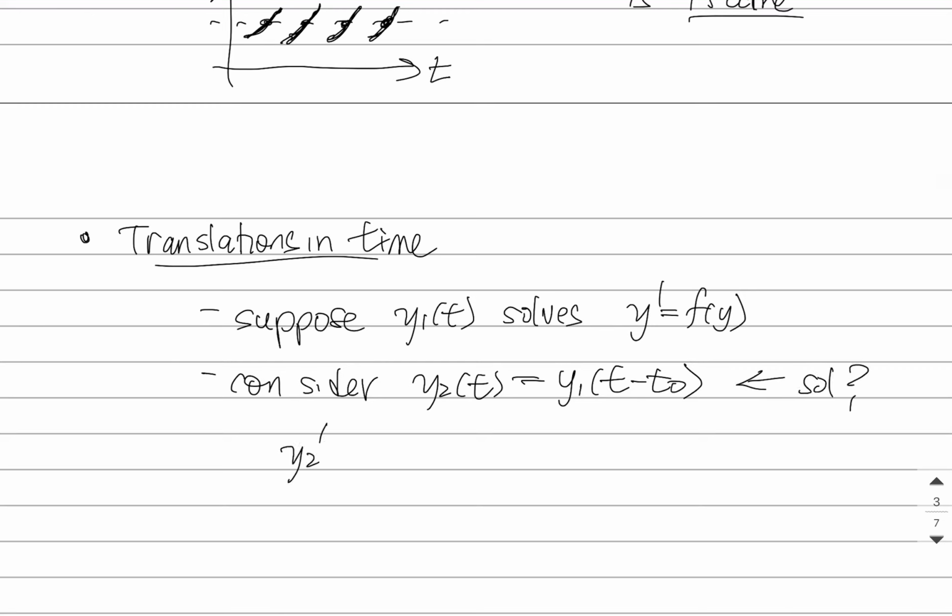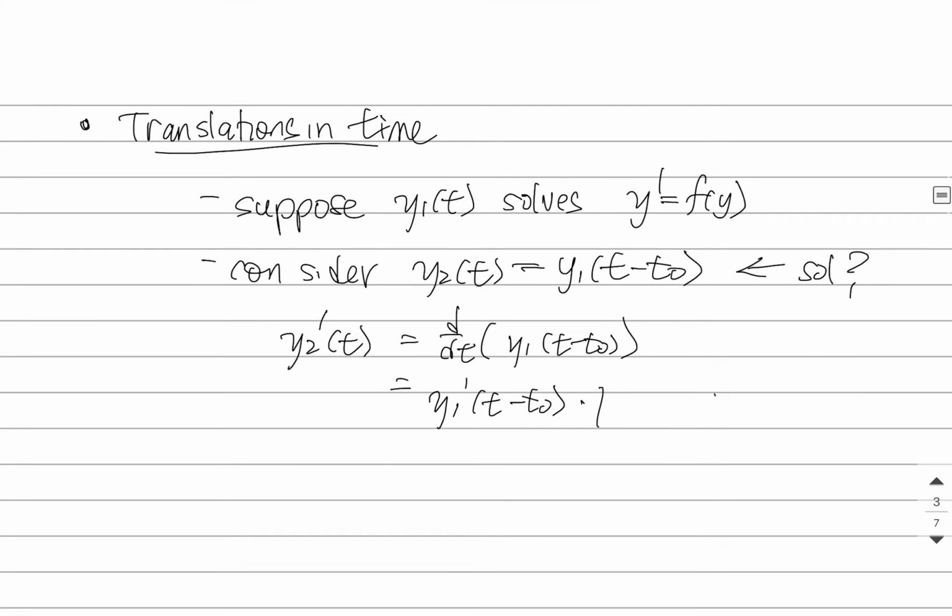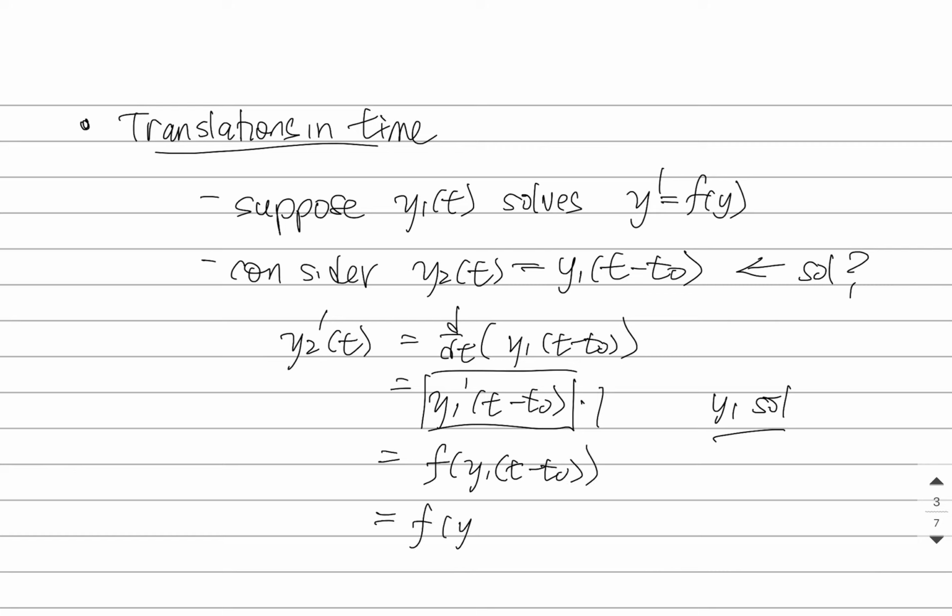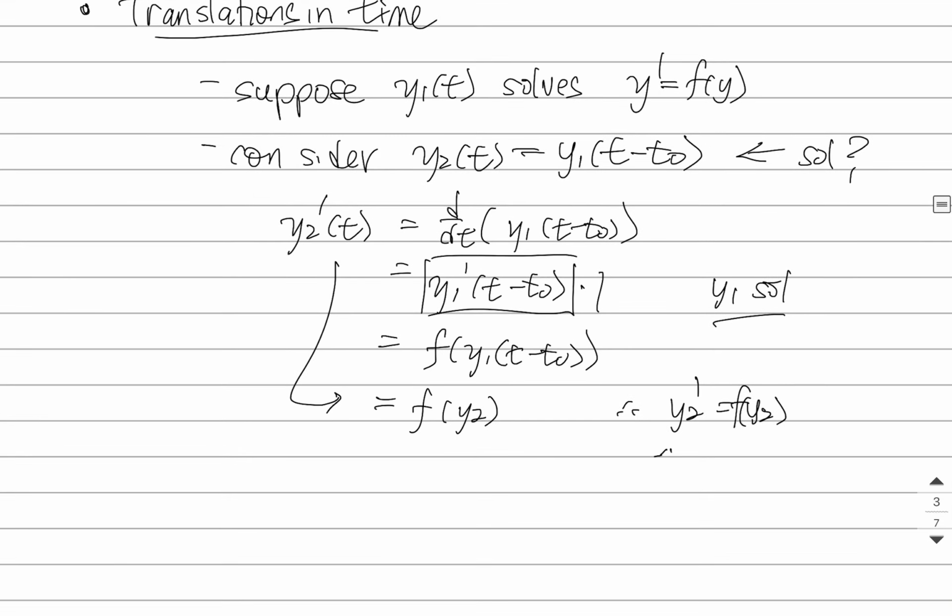So if I take the derivative of this, that's like taking the derivative of y1 of t minus t naught. This is going to be y1 prime of t minus t naught times 1. But because y1 is a solution, anytime I see y1 prime, it's just going to be f of y1. It doesn't really matter what's inside, but it will be f of y1 of t minus t naught, which is essentially just f of y2. And what I've just shown is that y2 prime is equal to f of y2. And that means y2 solves the DE, and that means any shift solves the DE as well.